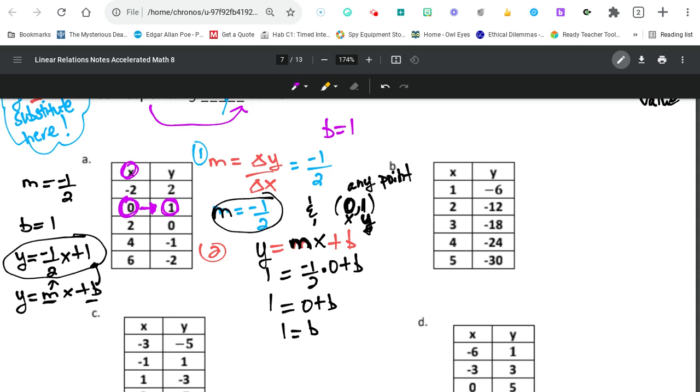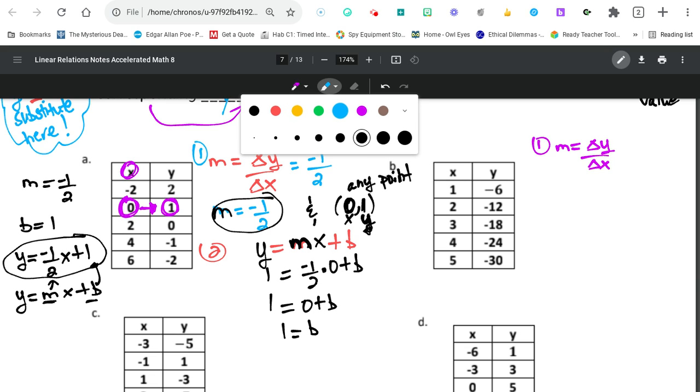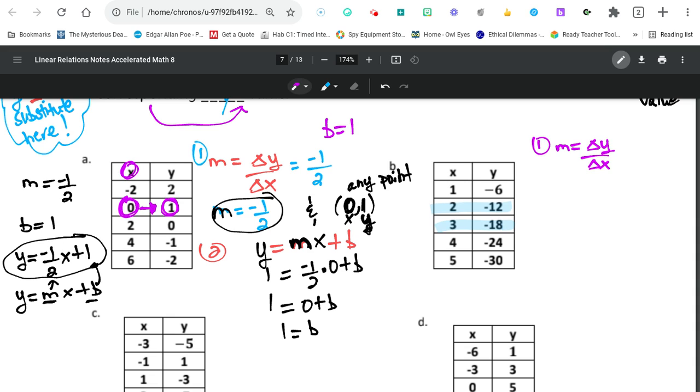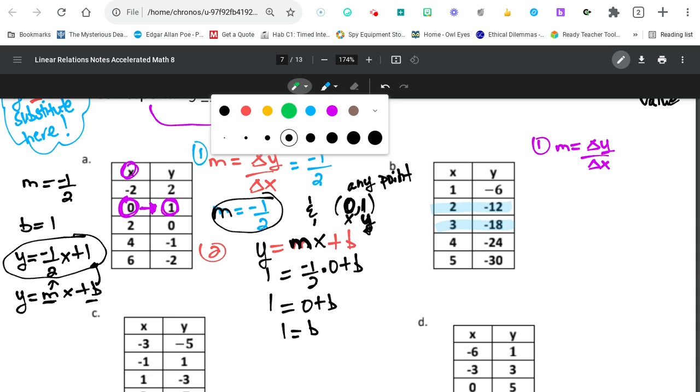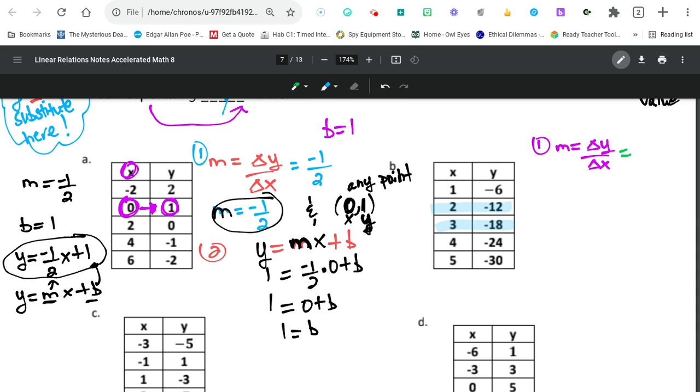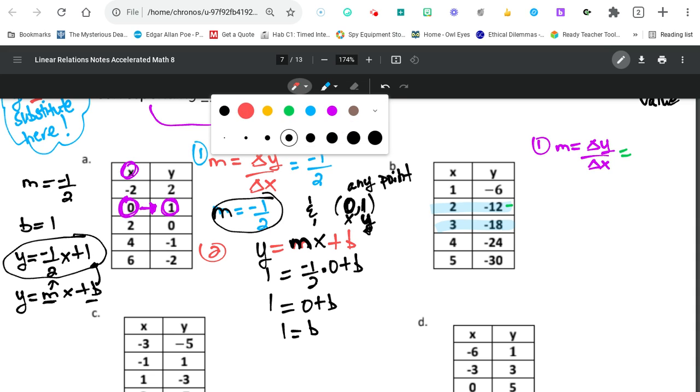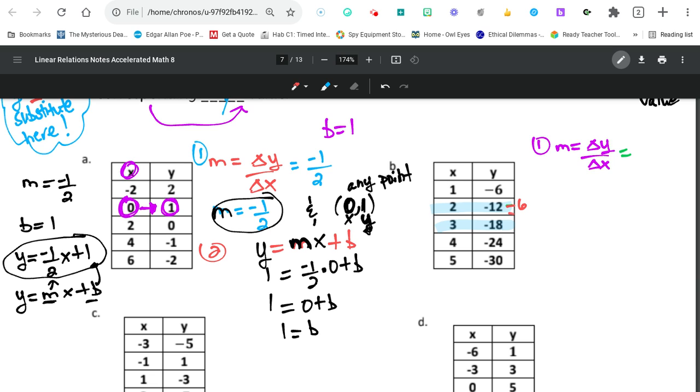All right, let's take a look at b. We're going to follow the steps again. Find the slope. M equals the change of y over the change of x. And let's choose these 2 points. I don't care which 2 you choose. I'm just choosing 2. All right, so what do we do to get from negative 12 to negative 18? Well, we're subtracting 6. So that's negative 6. And what are you doing to get from 2 to 3? You're adding 1. So the slope here is negative 6.